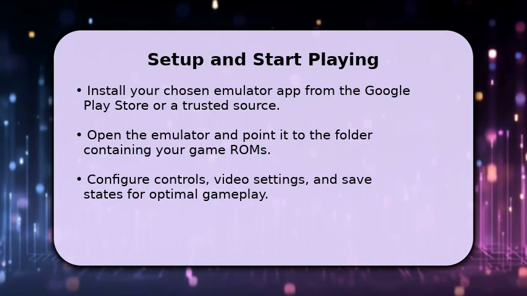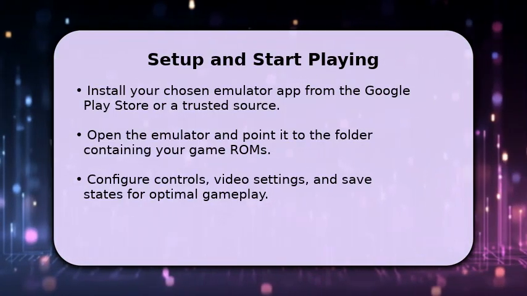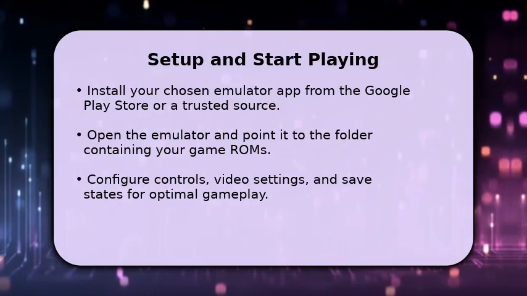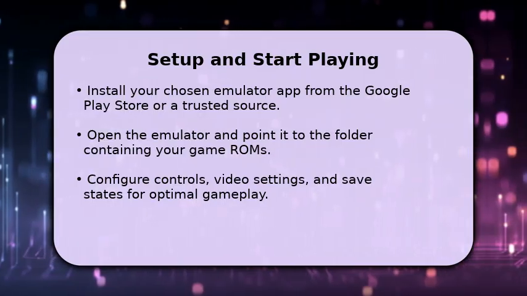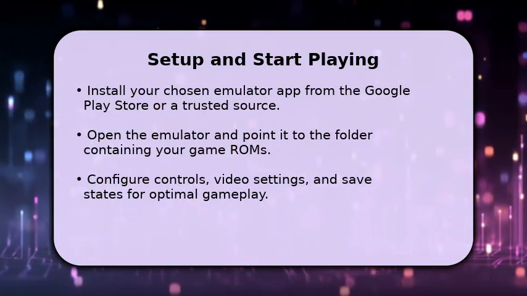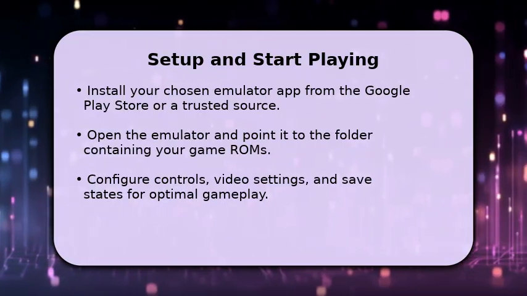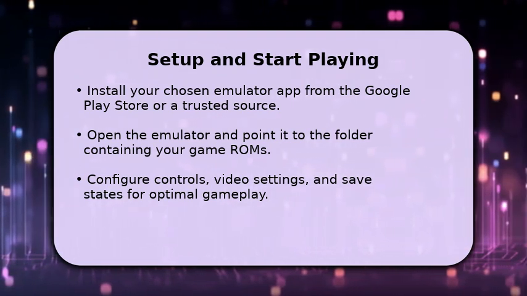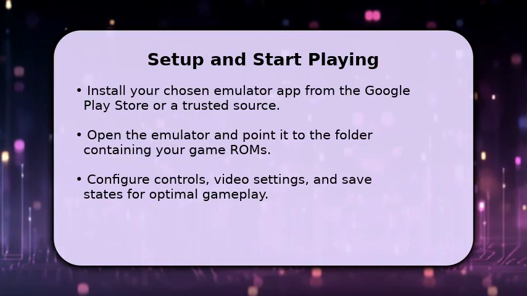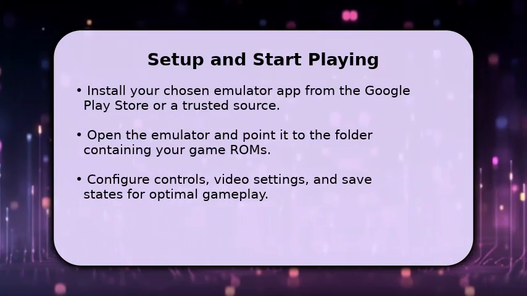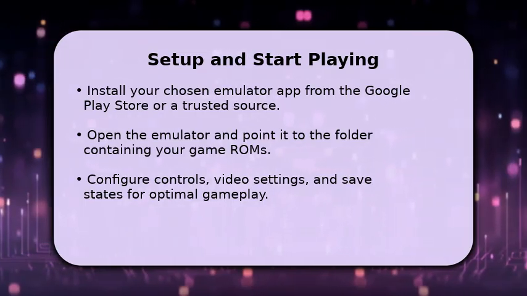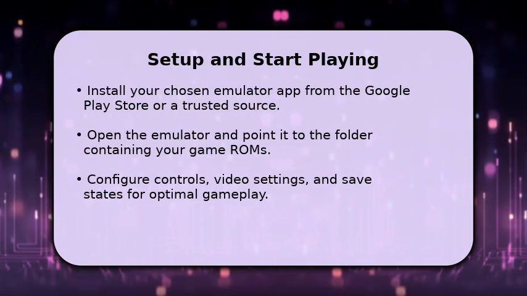With your emulator installed and ROMs ready, it's time to set up and play. Open your emulator app and navigate its settings to locate your game ROMs folder. Most emulators offer extensive customization for controls, allowing you to use on-screen buttons or connect a Bluetooth controller. Adjust video and audio settings for the best experience, and don't forget to utilize save states to pause your game at any point. Enjoy your classic Nintendo games on the go.